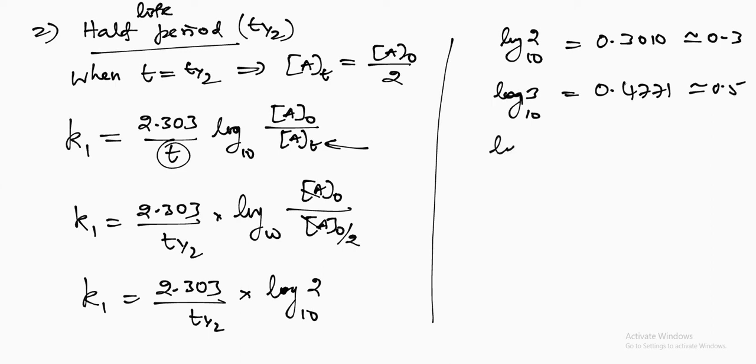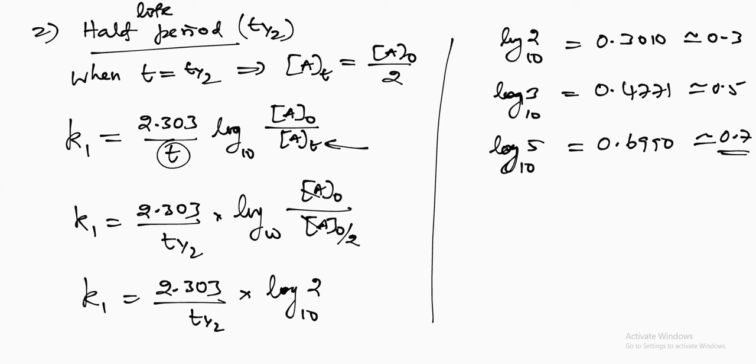And the log value for 5, log 5 base 10, is 0.6990, which is roughly 0.7. Students, these 3 log values are very, very important. If you remember these 3, most other log values can easily be calculated using them. So remember these 3 values. Log 2 is 0.3010, log 3 is 0.4771, log 5 is 0.6990.